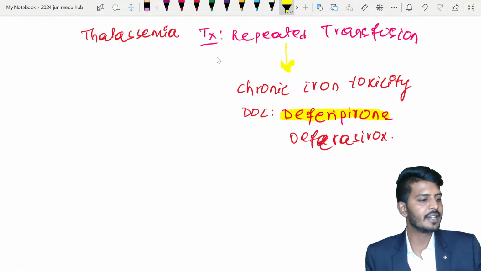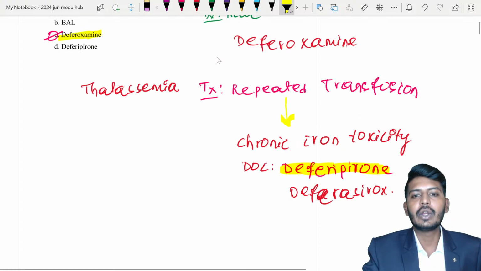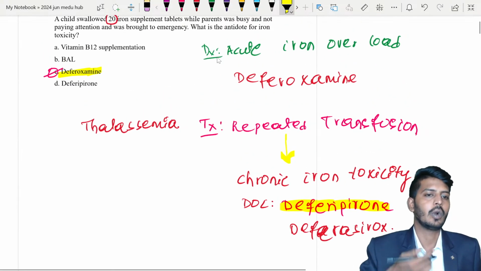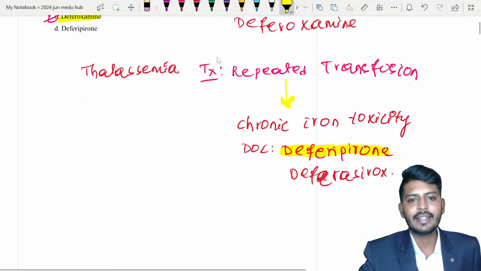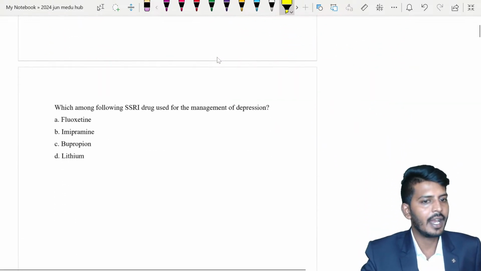So this is the story of acute and chronic iron overload. The treatment for acute is deferoxamine. Hope everybody is understanding this. Let's go to the next question.